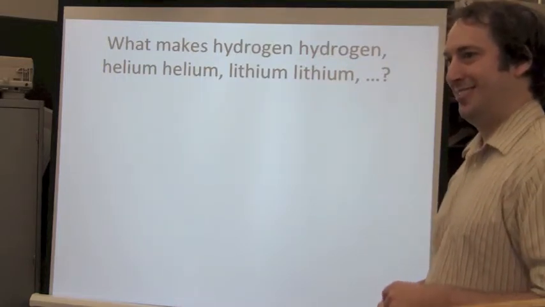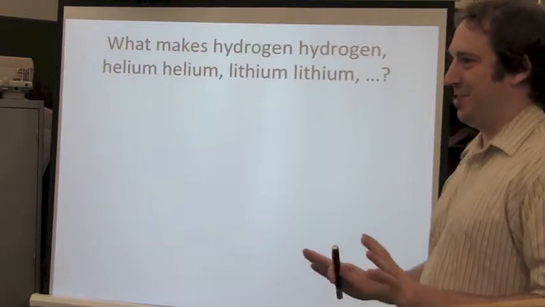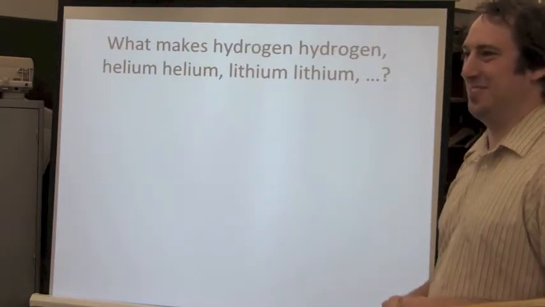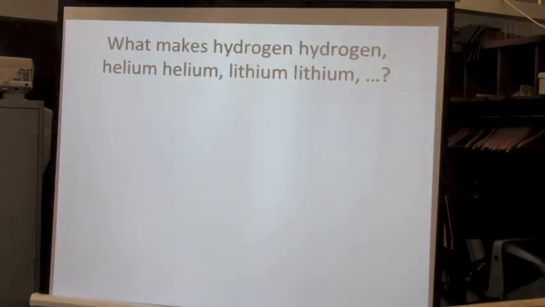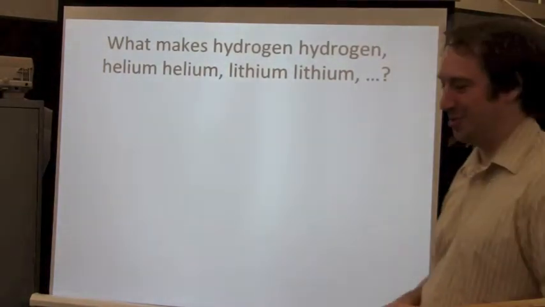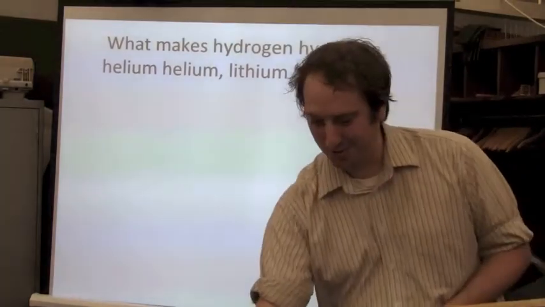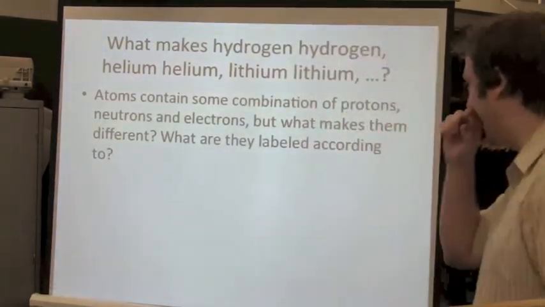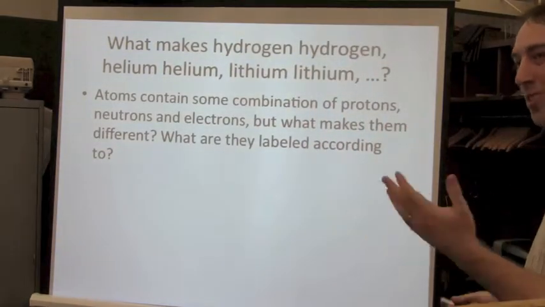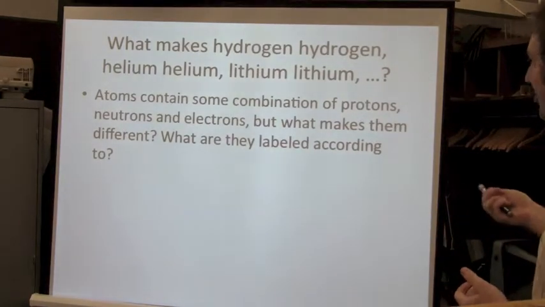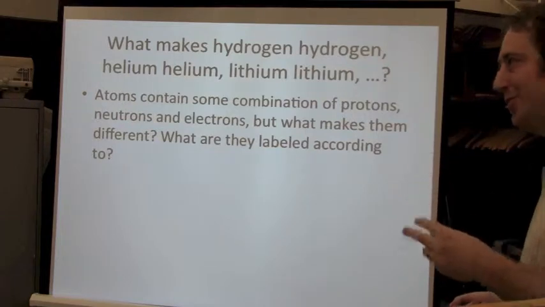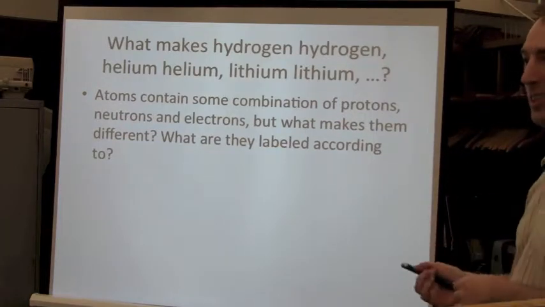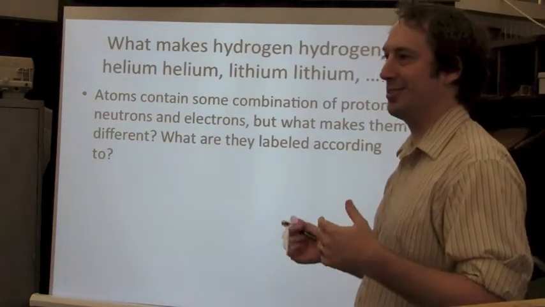Not a mixture. There's just one of these things that's important. What is it? Not electrons. Mass. Protons. So we're going to categorize these things based upon protons. And so atoms contain all of these things, but the proton is what defines hydrogen or helium or lithium. So hydrogen has one proton, helium has two protons, lithium has three, and so on. That's the way we've decided to categorize the periodic table.